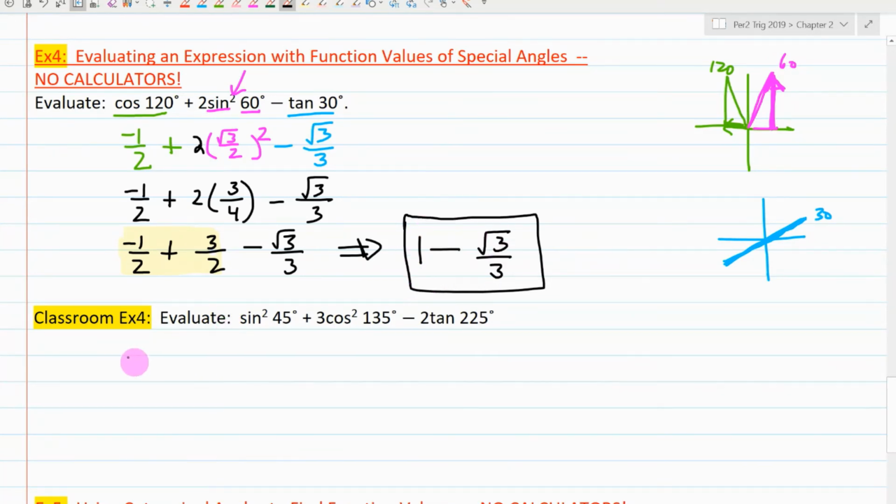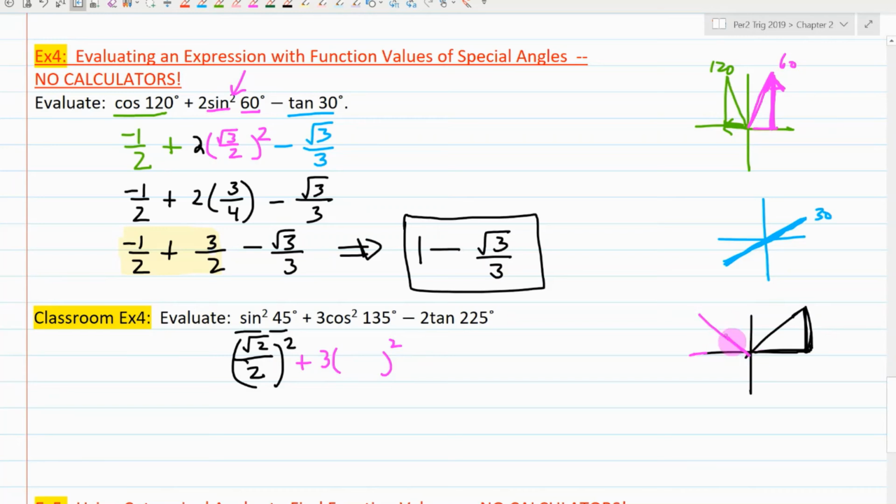All right. For the next one, I'm going to do sine of 45. So 45, sine and cosine are both the same. They're both radical 2 over 2. And then you have to square it. For the second one, I have to do cosine of 135. So 135 is here. And that's a 45-degree reference angle. Again, sine and cosine are the same. Cosine is negative because it's the x value, and we're going to the left. So negative radical 2 over 2.